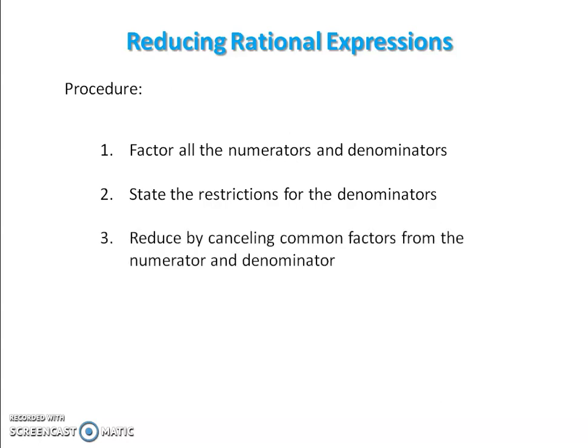And finally, you can reduce by canceling out common factors that exist in both the numerator and the denominator. When I say common, I mean that they have to be the same. But it's important that you state the restrictions first, because even if a factor cancels out, it still is going to apply in the list of restricted values. So that order is very important here.